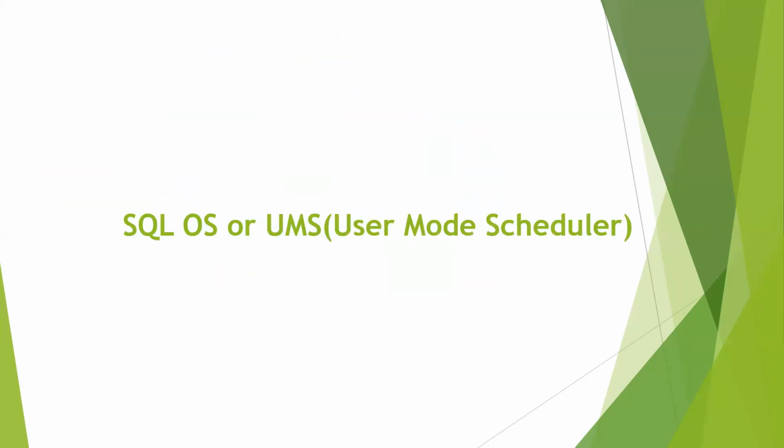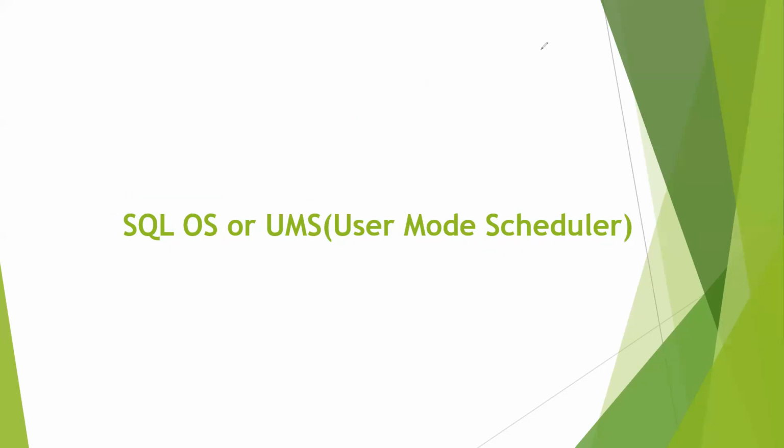So we have a Windows operating system, which is where the CPUs reside. On top of that, Microsoft has developed a concept called the SQL operating system. In earlier versions, we used to call it UMS, the user mode scheduler. So what does it mean by user mode scheduler? What does it mean by SQL operating system? We are going to talk about this in this section. So what is the SQL operating system?